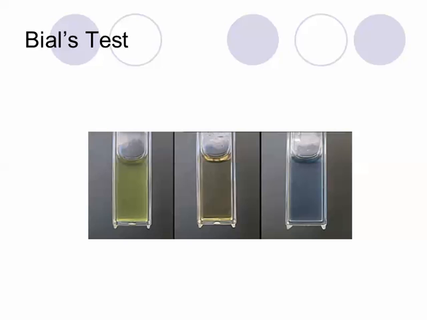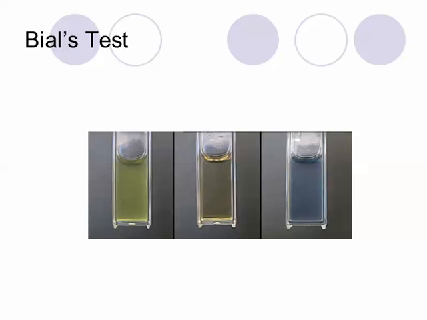Here is basically the picture of what the Bial's test will look like. Over to the right-hand side, that is the blue color that you're after. That blue color means that this sugar compound that was tested was a pentose. It's a 5 carbon sugar. If you take a look at the other 2, these are greens and browns and maybe a little reddish hue in it. Well, these are 6 carbons.